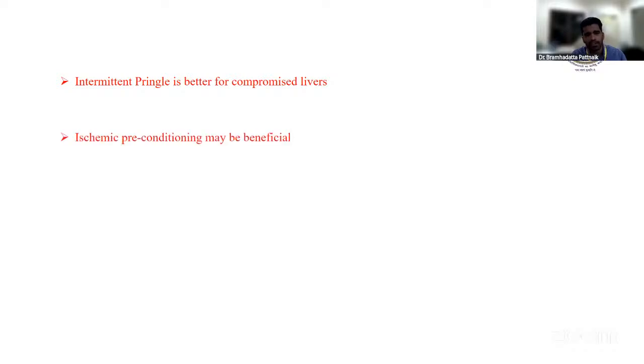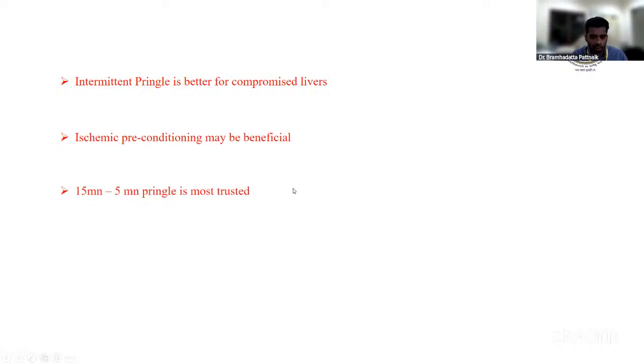So what I meant to say is that obviously there will be differences in opinion, but in my view, intermittent Pringle is always better, specifically for compromised livers. Ischemic preconditioning may be beneficial more, so there is no harm to it. You just precondition the liver and then apply proper Pringle.